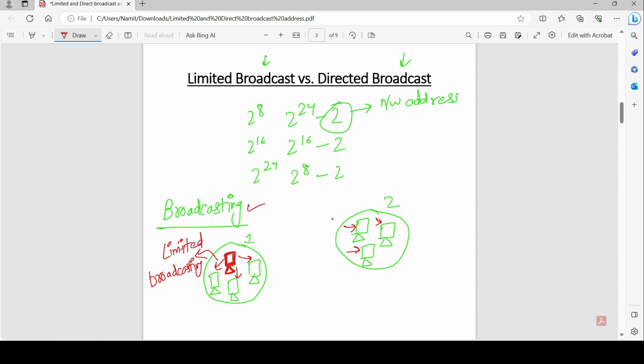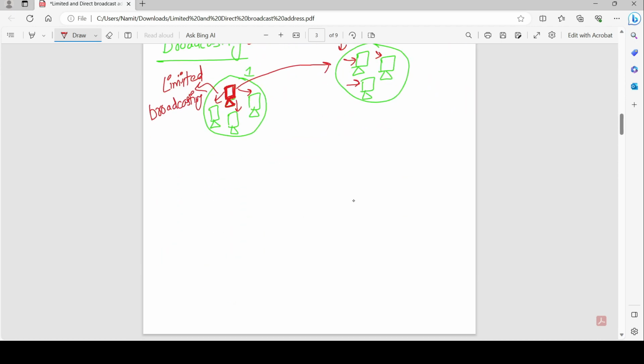But when this same device, the one highlighted in red, wishes to communicate with all the devices of a different network, then this process is known as directed broadcasting. Got it?